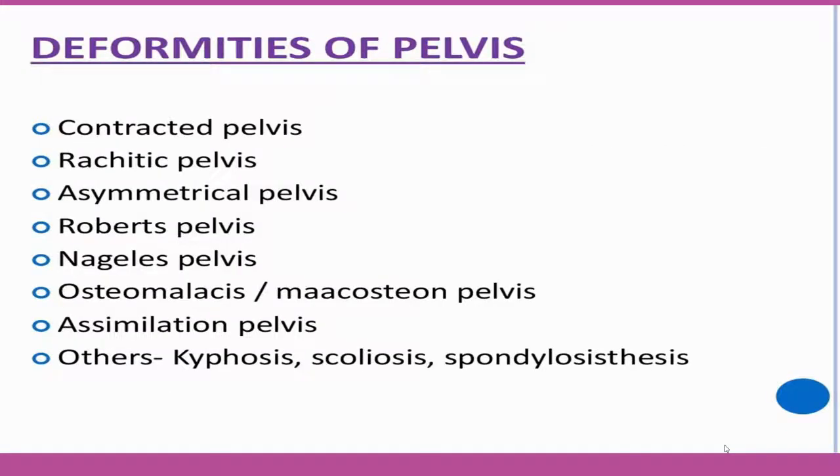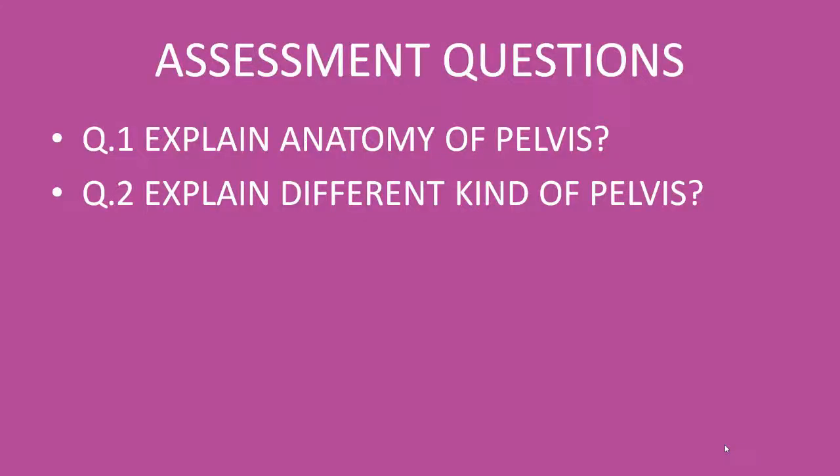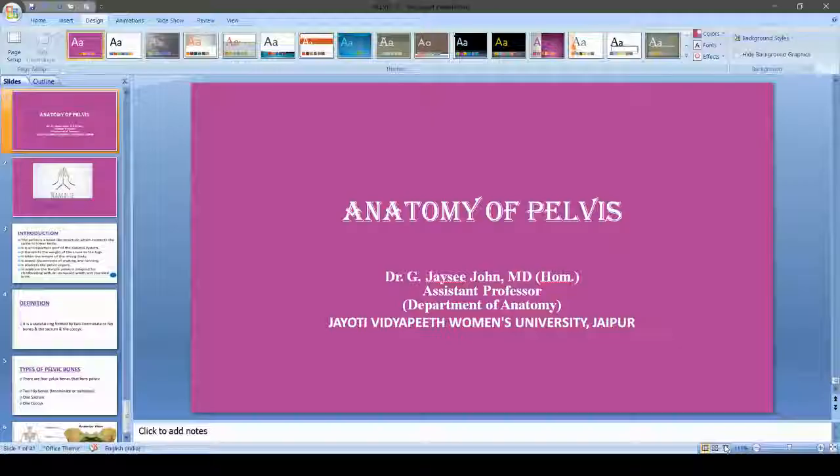vaginal delivery. Deformities of pelvis: contracted pelvis, rachitic pelvis, asymmetrical pelvis, Robert's pelvis, Naegele's pelvis, osteomalacic pelvis, assimilation pelvis, and others like kyphosis, scoliosis, spondylolisthesis. So there are assessment questions. These are: explain the anatomy of the pelvis and explain different kinds of pelvis. Thank you.